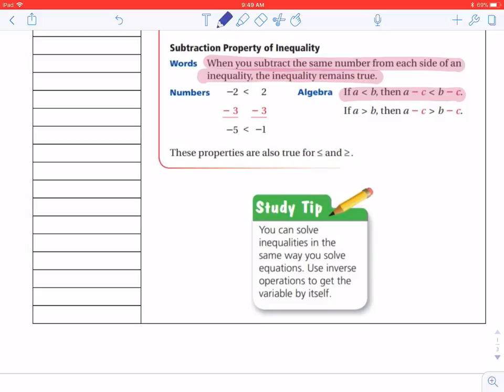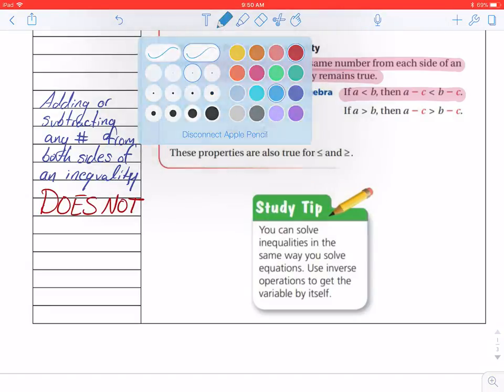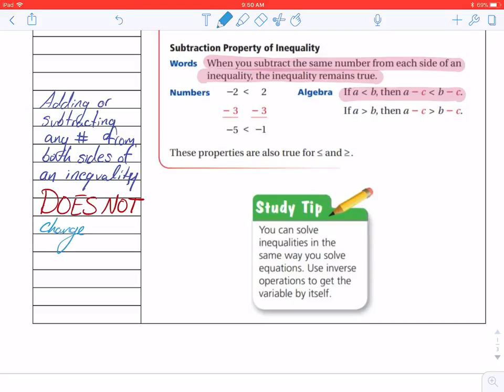So adding or subtracting any number from both sides of an inequality does not, and I'm going to write that in a different color, does not change the symbol in the middle, the comparison symbol.